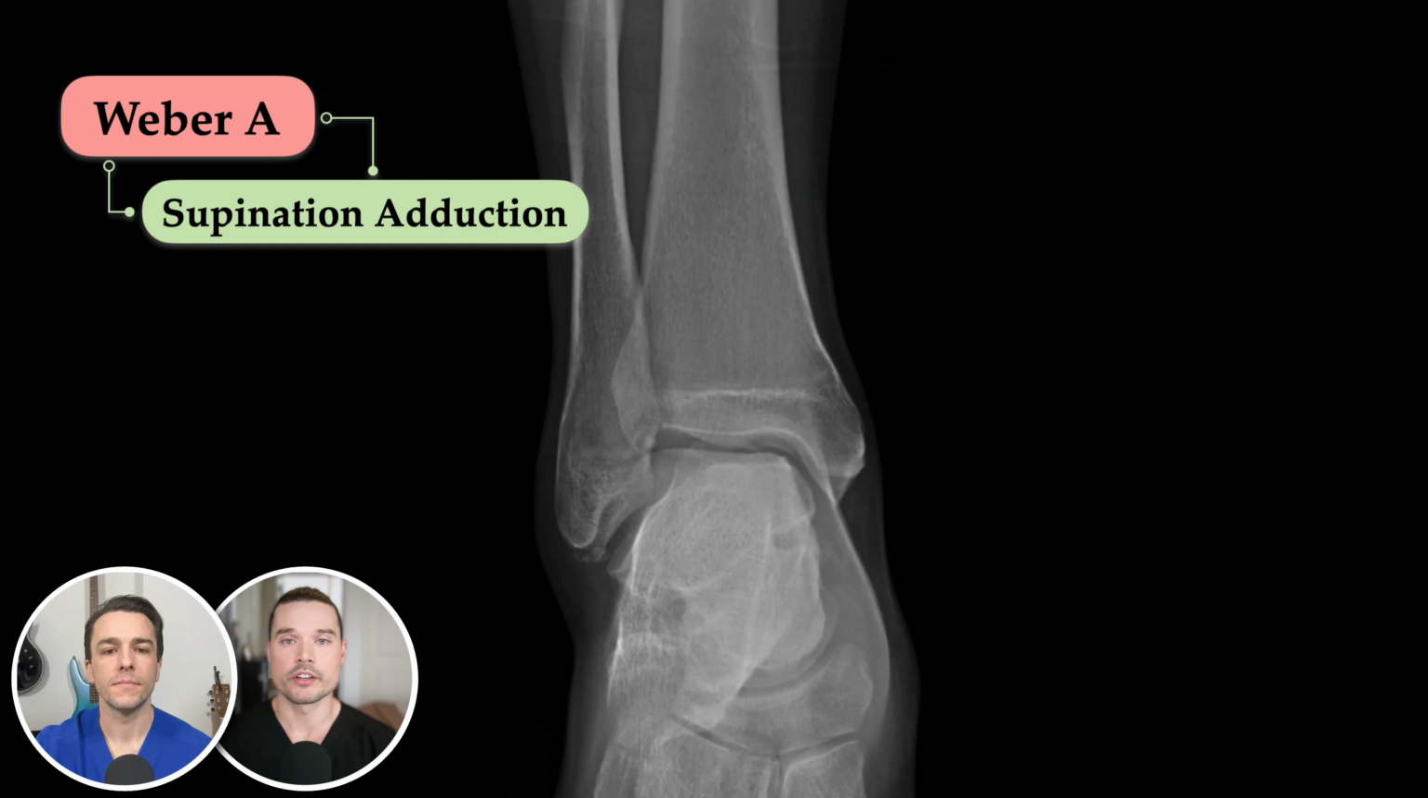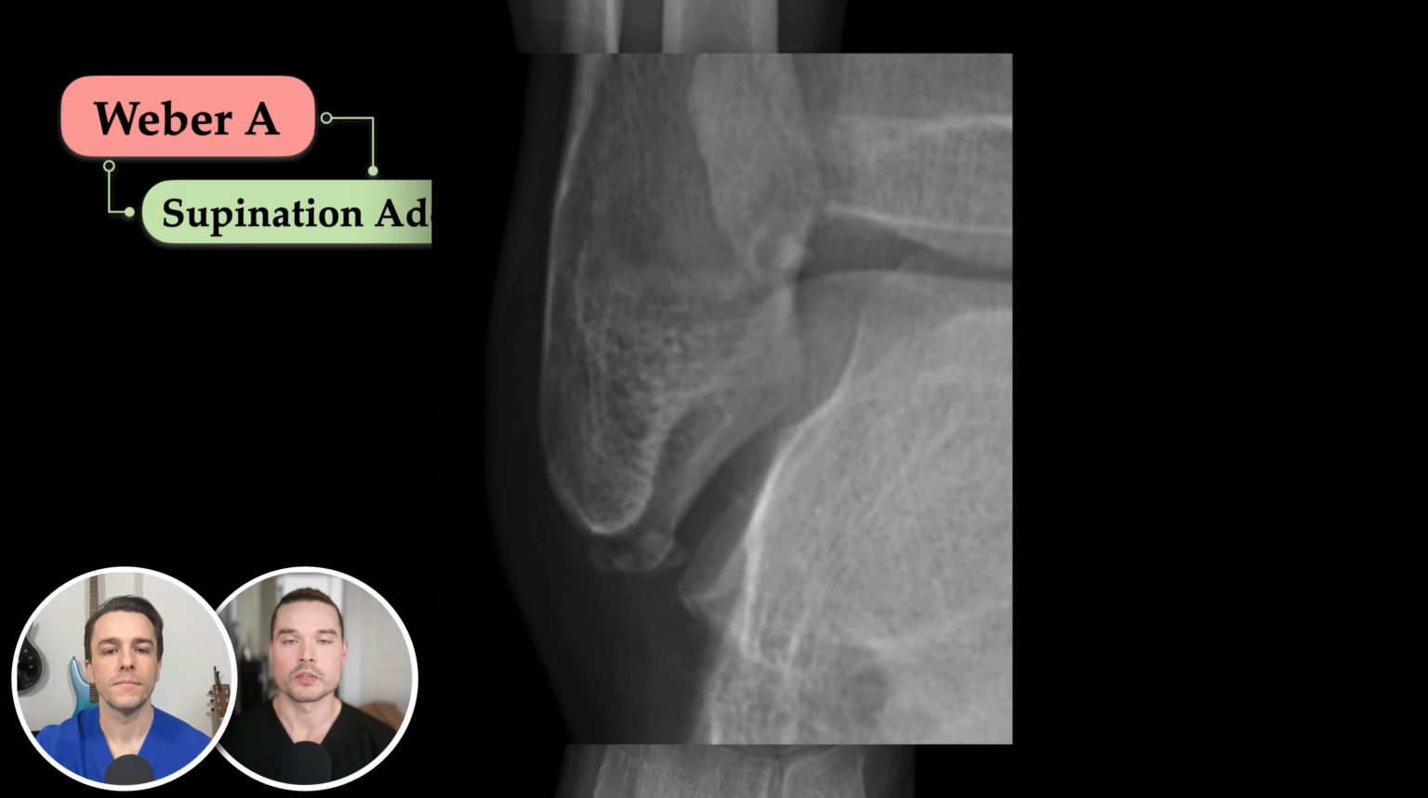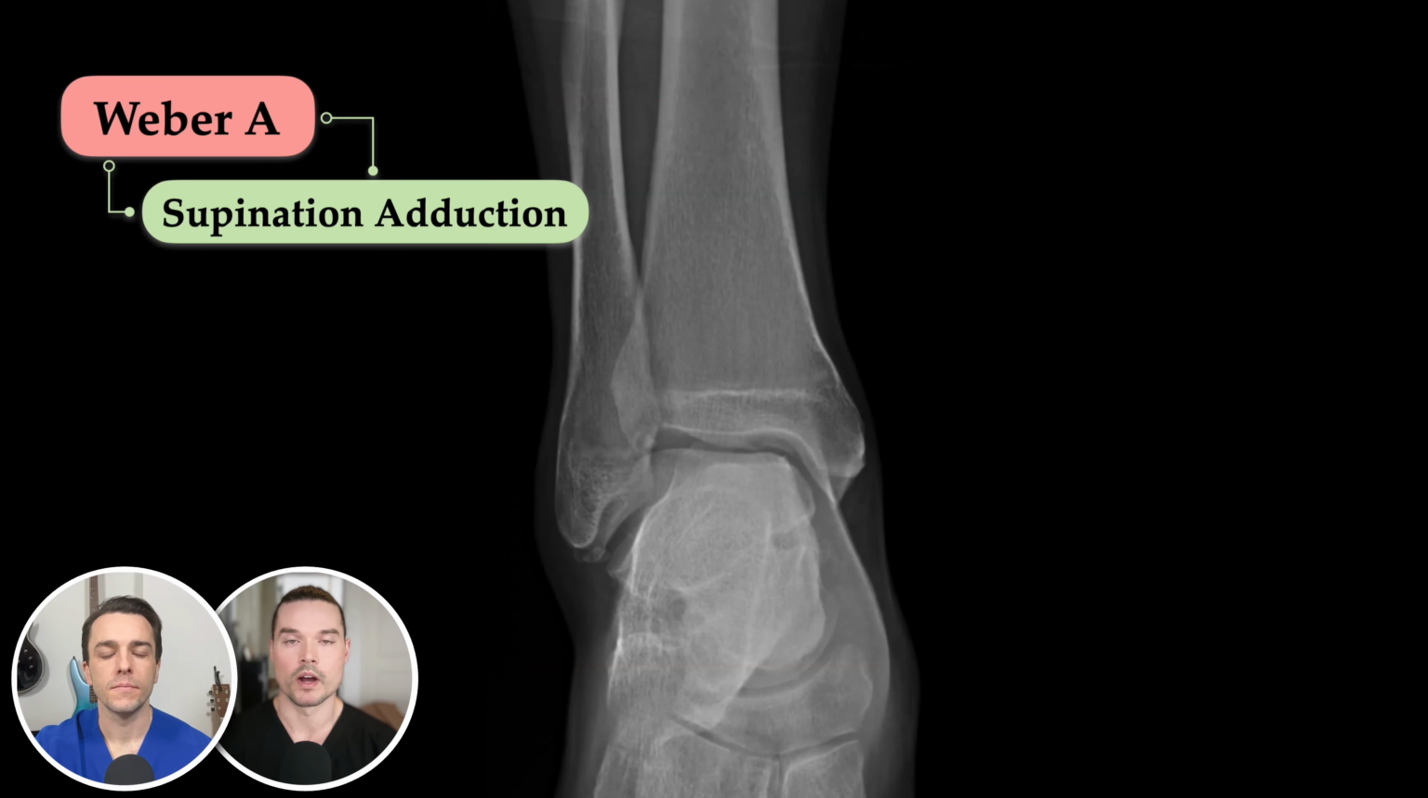This is an avulsion fracture of our distal fibula. When we zoom in, we can see that small fleck of bone there, and we have some associated soft tissue swelling. This is below the level of the syndesmosis, indicating a Weber A fracture.